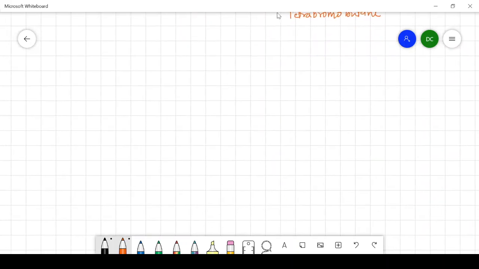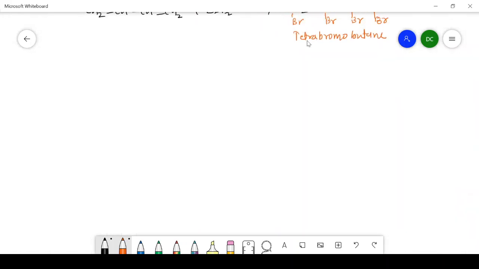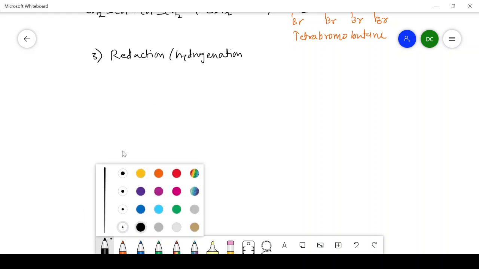Next reaction is reduction, or it is called hydrogenation, and it is also the addition of hydrogen. Third reaction, I will write here a reduction. It is also called hydrogenation, or it is also known as addition of hydrogen across double bonds. So a simple reaction is there.